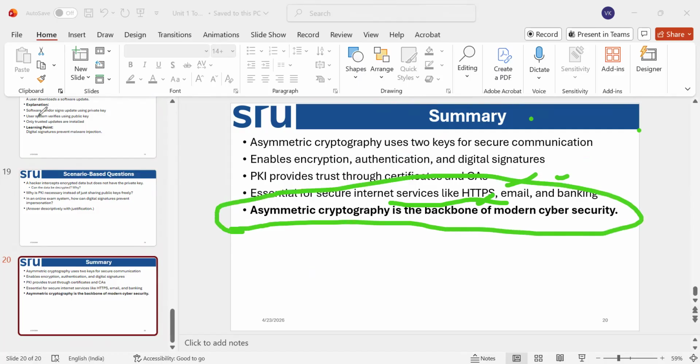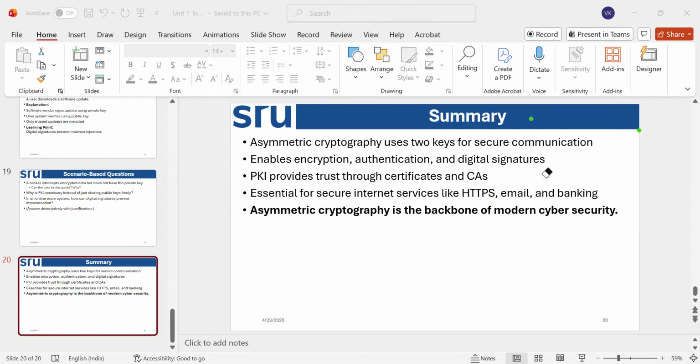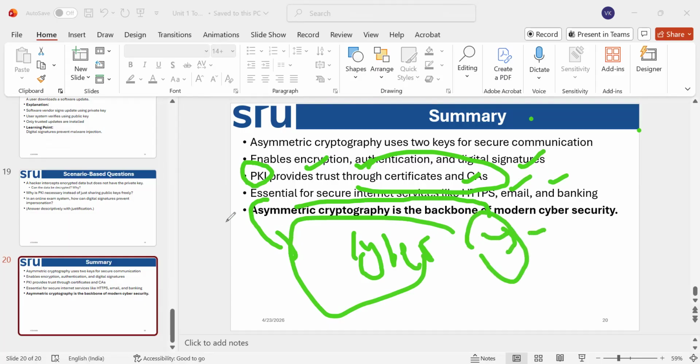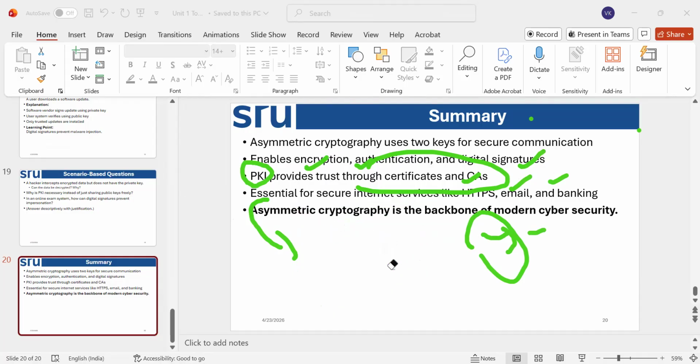So today we understood asymmetric cryptography with two keys. Last class we understood symmetric cryptography with one key. Then we understood encryption, authentication, and digital signatures, and that public key infrastructure provides trust through certificates and CAs, so that it provides secure internet services like HTTPS, emails, and banking. These need to be secure. Data transfer needs to be secure. So asymmetric cryptography is the backbone of modern cybersecurity.